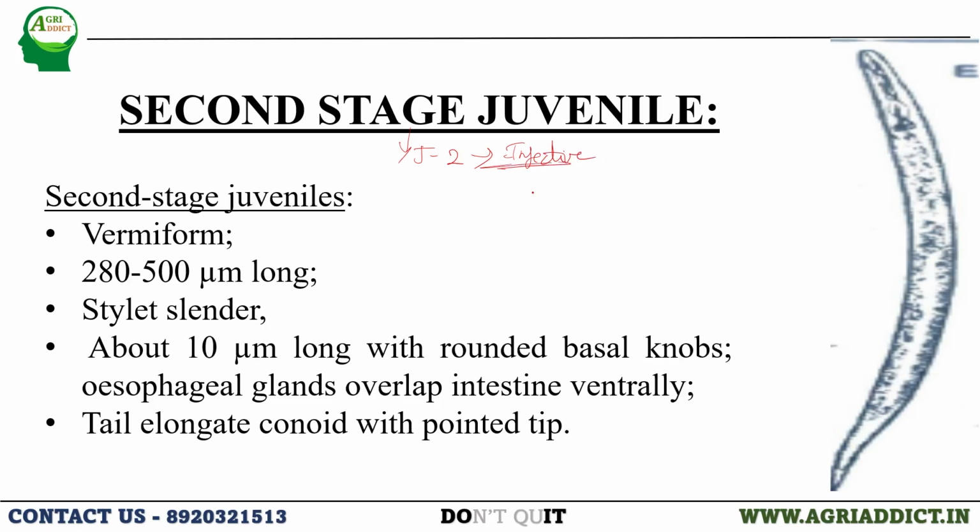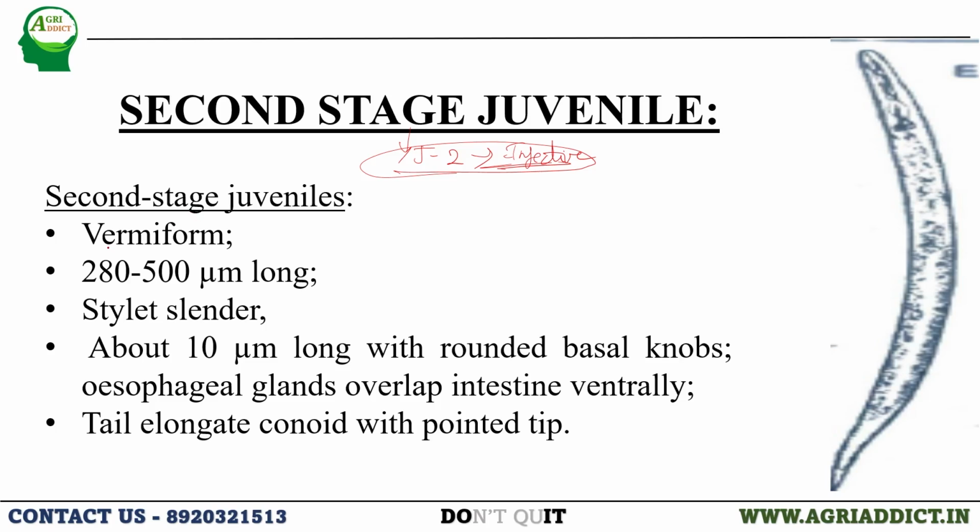Because it varies among nematodes, some nematodes have J2 as the infective stage, some have J3 as the infective stage, and some have J4, that is the pre-adult stage, acting as the infective stage. So you have to remember this point. J2 acts as the infective stage in Meloidogyne, the root knot nematode.